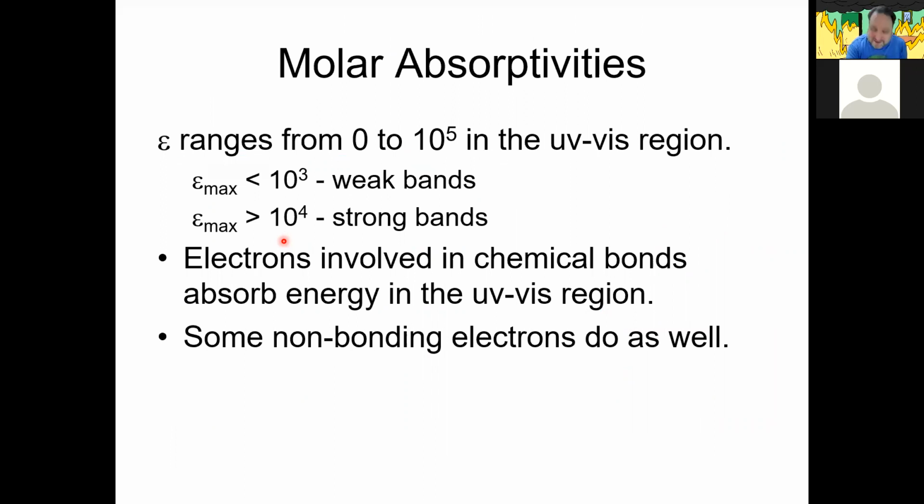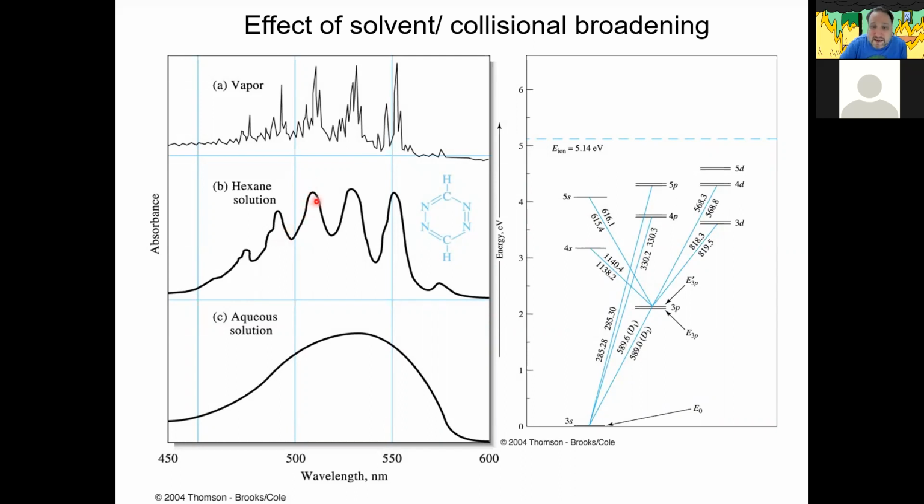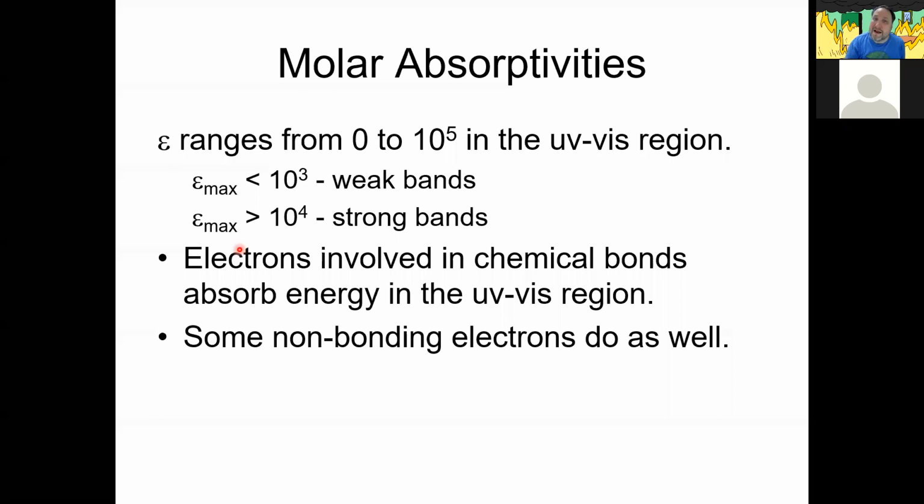To help define what's going on with this, if you look at each of these peaks, this molecule is going to absorb different numbers of photons at different wavelengths. Remember, our spectrum is a function of absorbance versus wavelength. So at different wavelengths, we're going to have different molar absorptivities for our molecule. Our molecule is going to absorb different amounts of light at different wavelengths, and we call that the molar absorptivity. They're going to range from about 0 to 10 to the 5th in our UV-vis region.